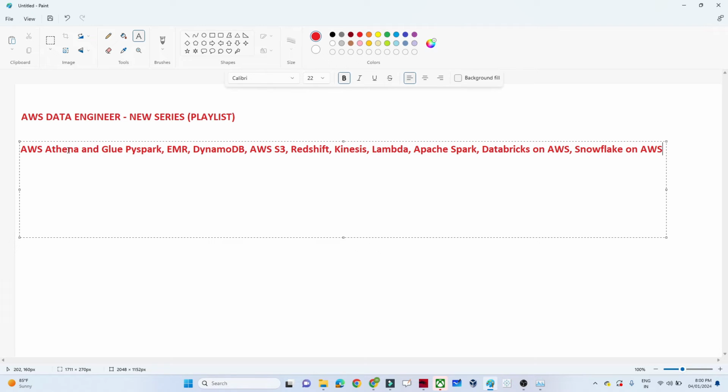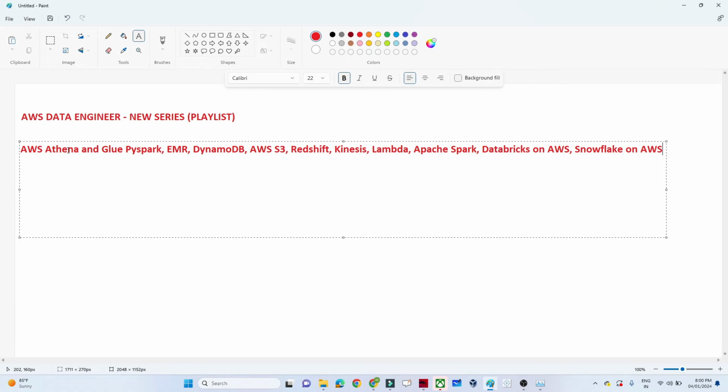Okay, for ETL services, we have AWS Glue, and that is very much in demand. AWS Glue is also important. PySpark we generally use for processing. EMR is nothing but Elastic MapReduce, which is also used for processing. We have DynamoDB, which is our NoSQL DB. For storage we use AWS S3, which we'll also try to cover.